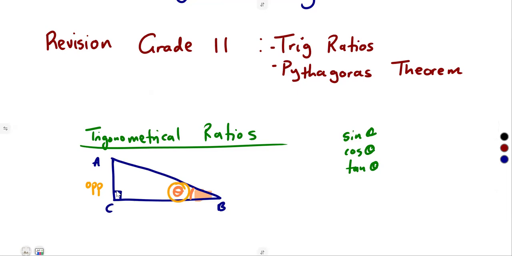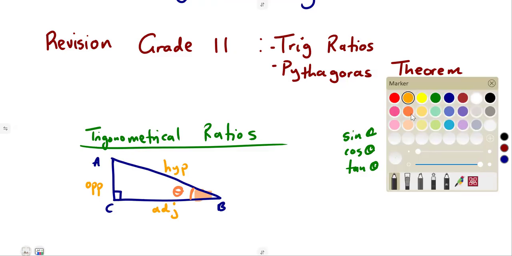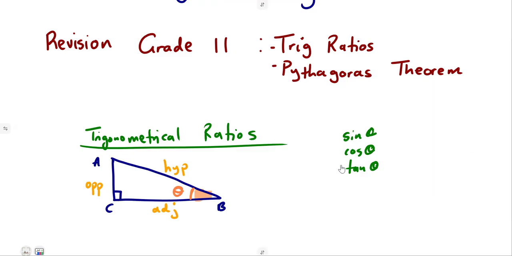The angle theta and the 90 degrees are adjacent to each other. So therefore, the side BC is referred to as the adjacent. And always remember that the longest side is the hypotenuse. The one that faces what? The 90 degrees. The one that is always facing the 90 degrees is your longest side, that is the hypotenuse. This is our case.